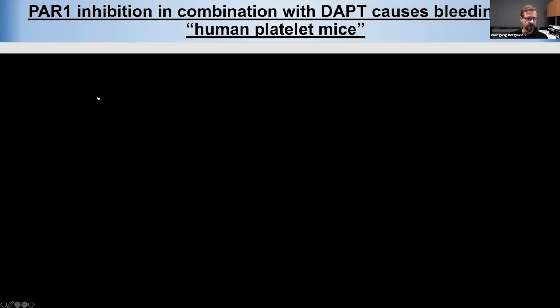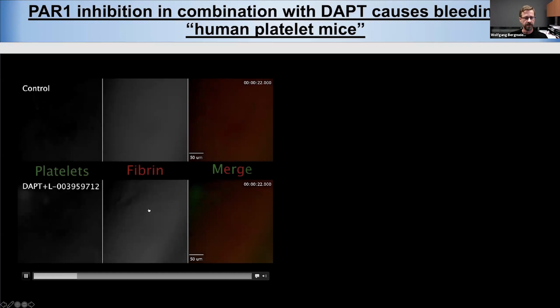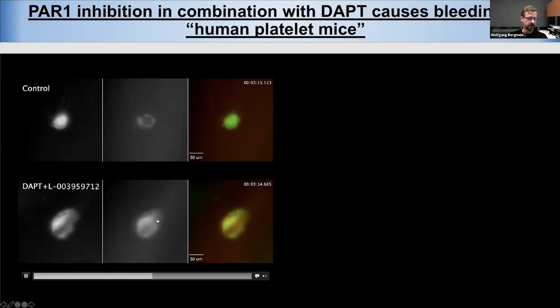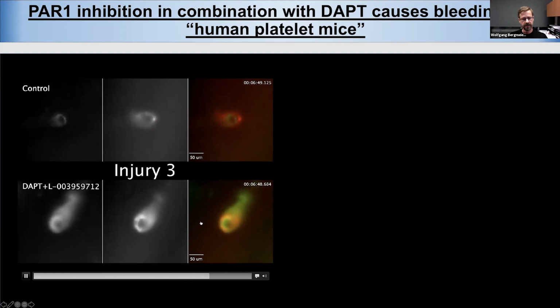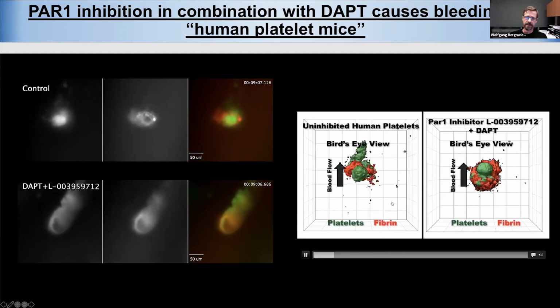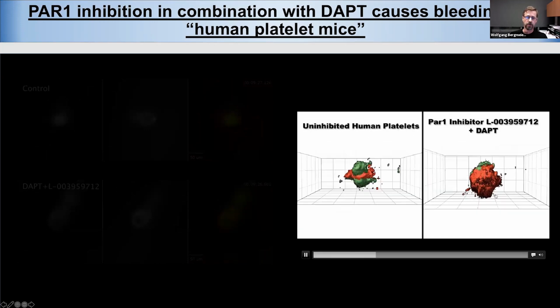Just to show you what this looks like. So on the top here, we have the control. Down here, we have the triple therapy. And after the injury, what you will see in the triple therapy is that the clot actually, the plug forms, but then it opens up and the bleeding continues basically for the entire observation period. You dramatically destabilize the stability of this plug. And when we go in and do a 3D imaging, we see that these plugs look different. There's a lot of fibrin actually in the intraluminal surface of these injuries.